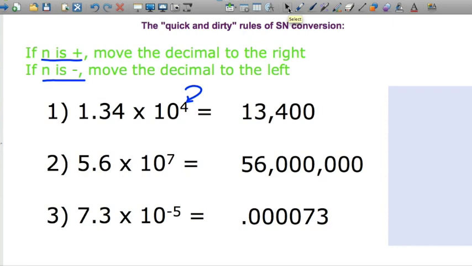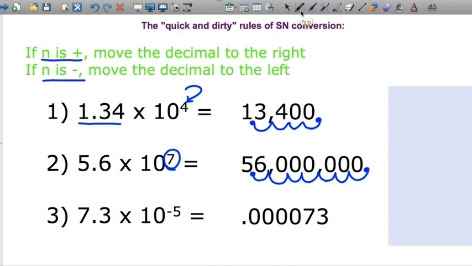So you can see 1.34 times 10 to the 4th. Here's how I can do a quick check. Have my decimal at the end, 1, 2, 3, 4. And I see I've moved it back to 1.34 times 10 to the 4th. 5.6 times 10 to the 7th. So we're looking at where my decimal's going to go. If I started here, 1, 2, 3, 4, 5, 6, 7. And then my number is 56 million.